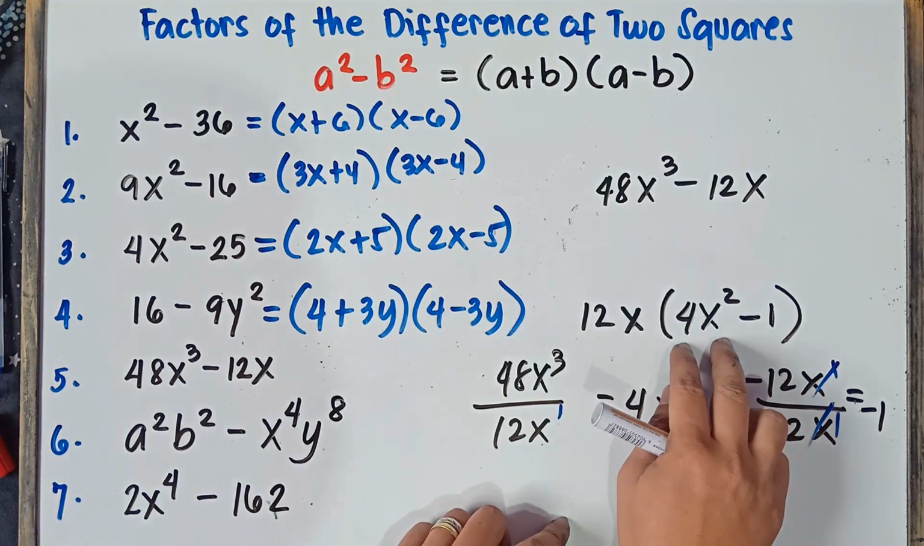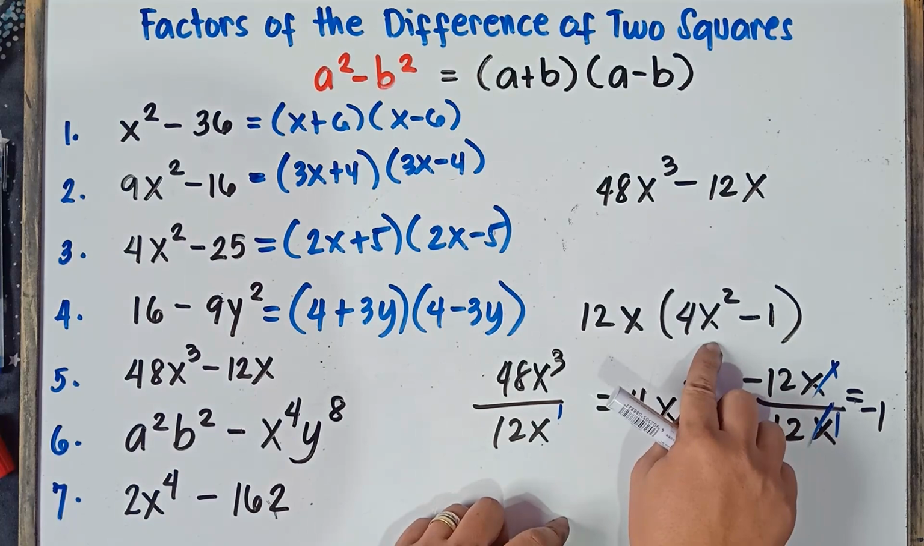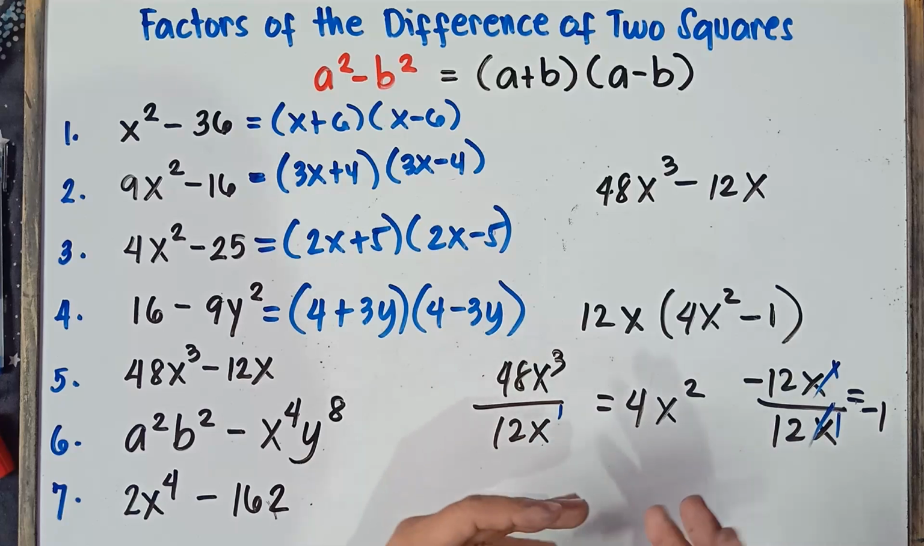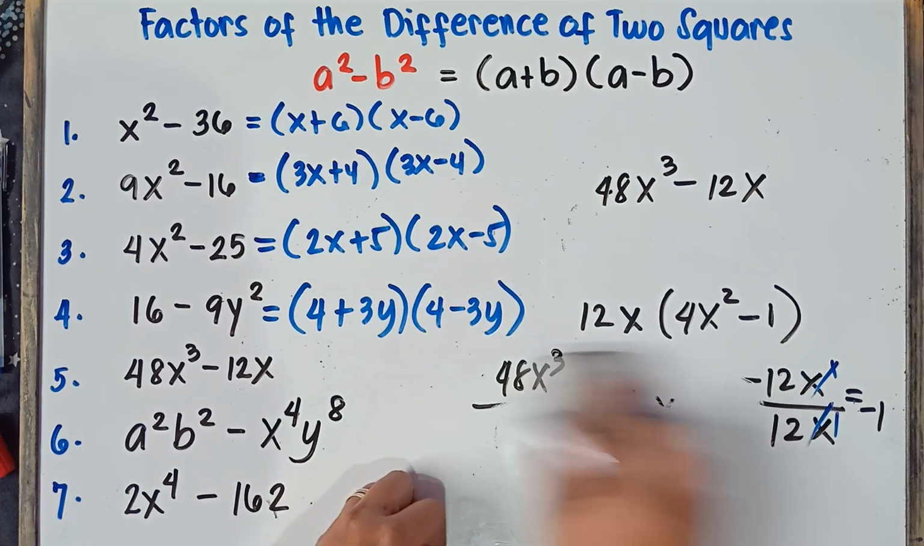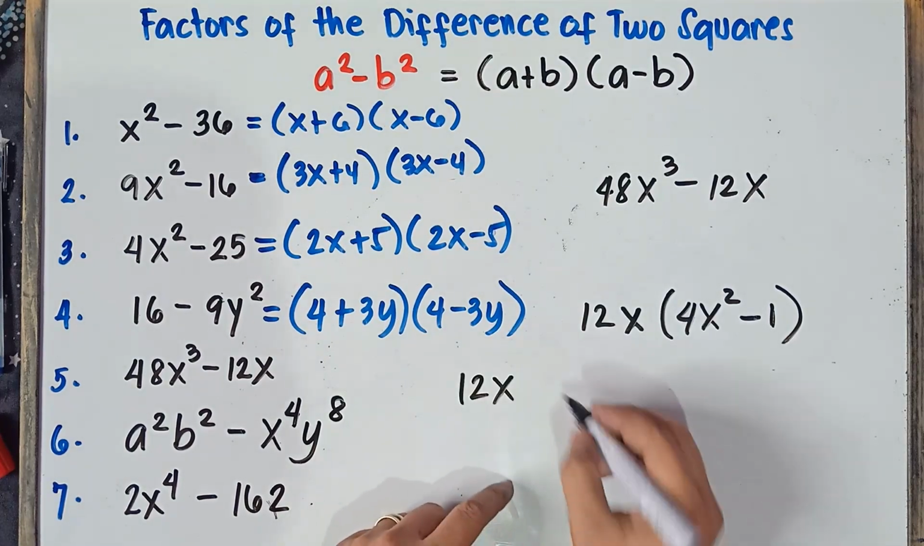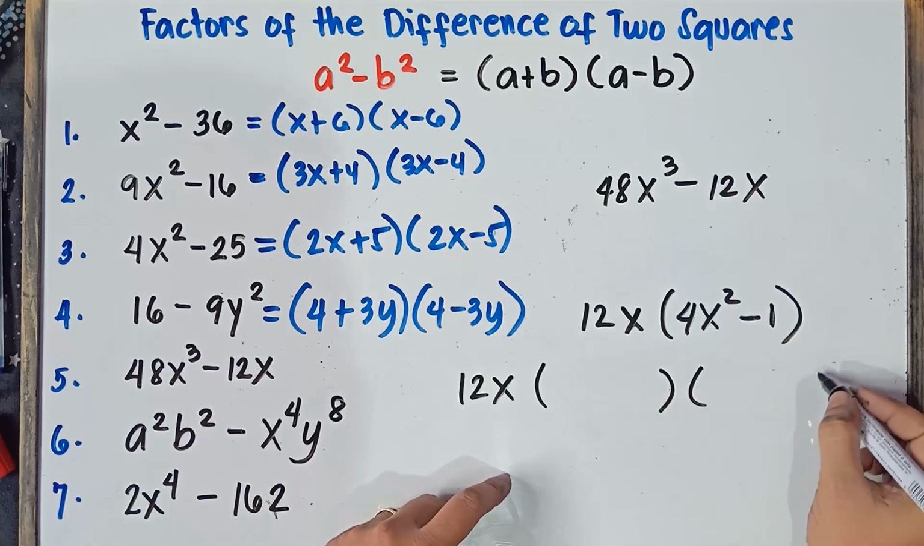We have a perfect square. 4x squared is a perfect square. And then 1 is also a perfect square. So therefore, we can apply the difference of two squares. Alright, so simply copy 12x. And then put 2 parentheses.